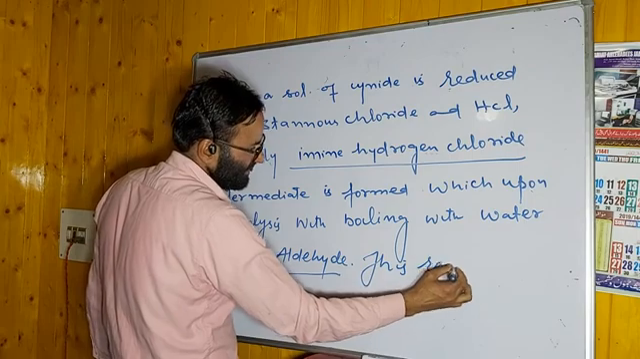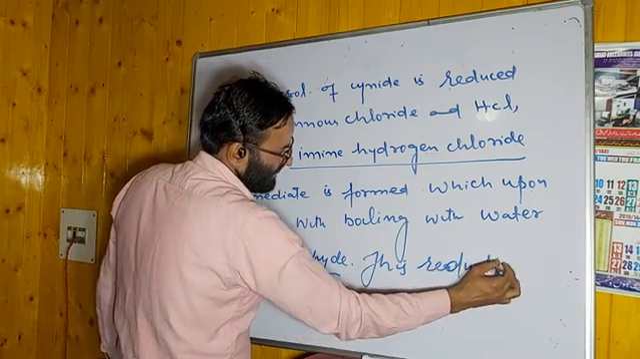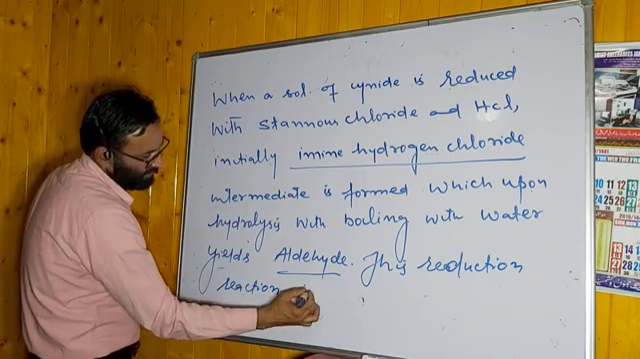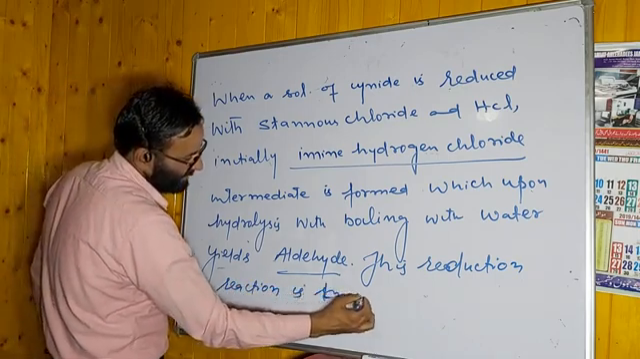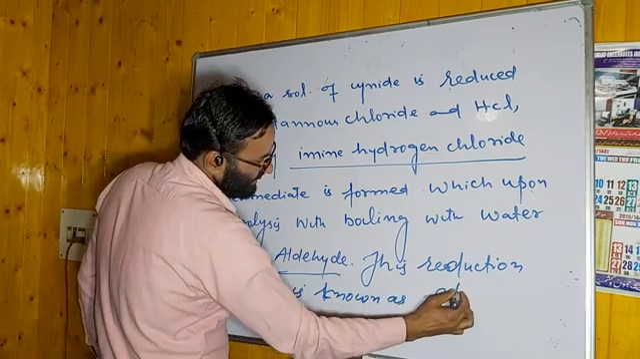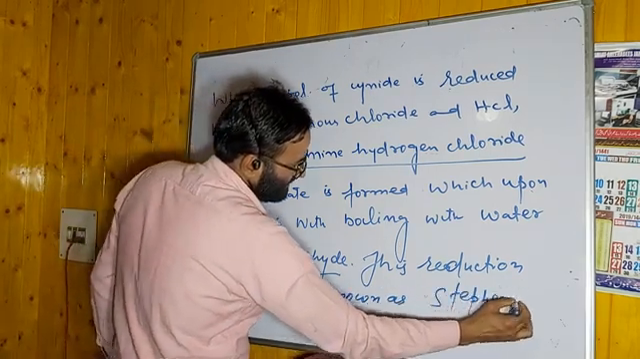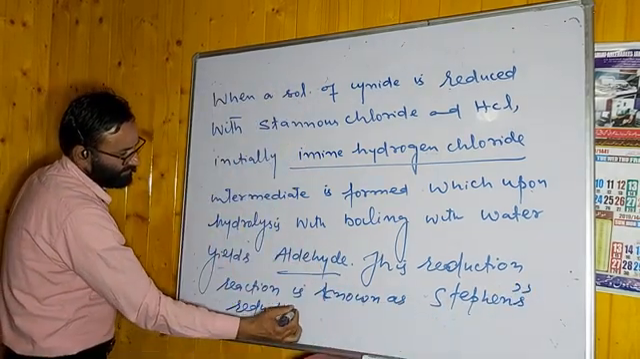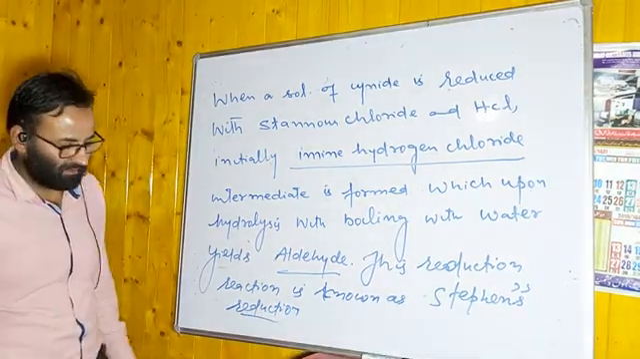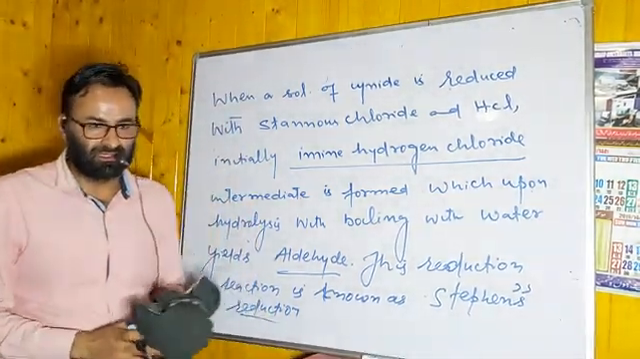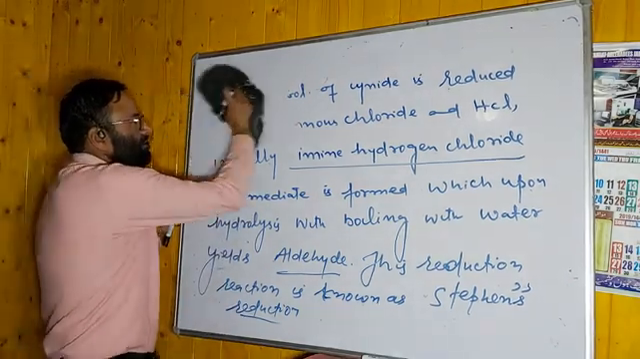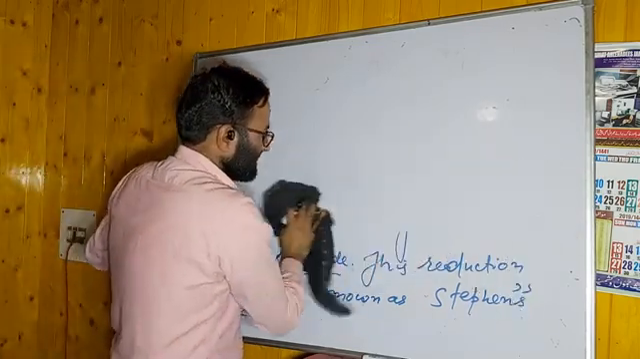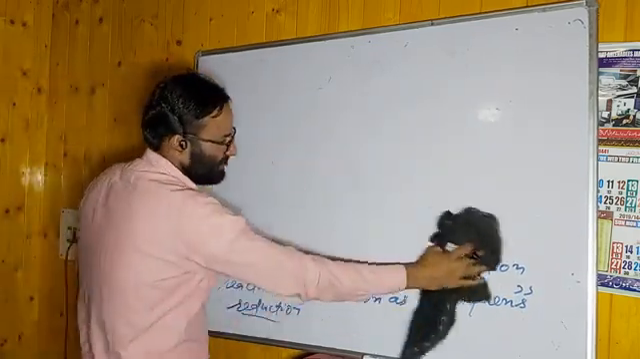This reduction reaction is known as Stephen reduction. ये आपको याद रखना. We have discussed this. This is the specialty of the organic. We have discussed 3 reactions, all the 3 we have discussed. Now we have to discuss the third reaction, third chemical property of cyanides. Third property of cyanides, that is reaction with Grignard's reagent.